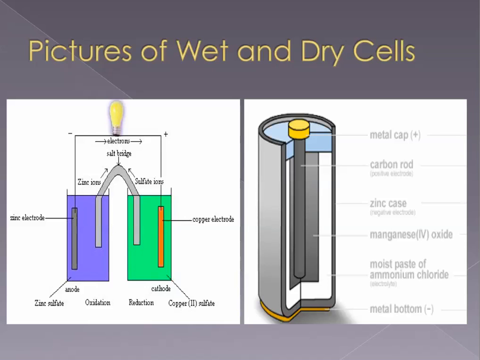The kind of batteries you come into contact with most often are dry cells, like AAs and AAAs and all of that. Instead of this liquid, they have a paste. The redox reaction is between this rod and this paste, and it causes the electricity to flow.